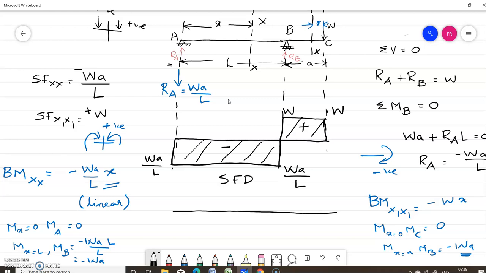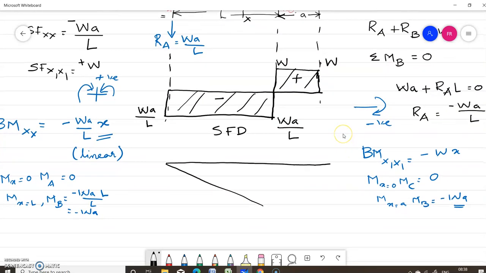Okay. Now we can draw the bending moment diagram. So we can draw the bending moment diagram like this. So here the value is minus W into a, the value is Wa. Now we have to hatch it and write under the diagram BMD, bending moment diagram.